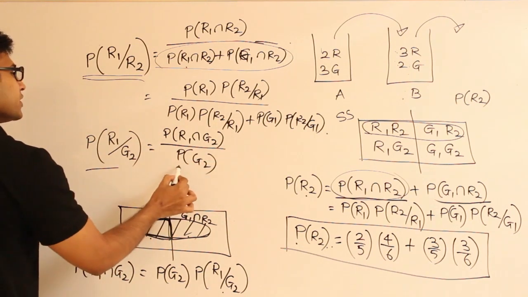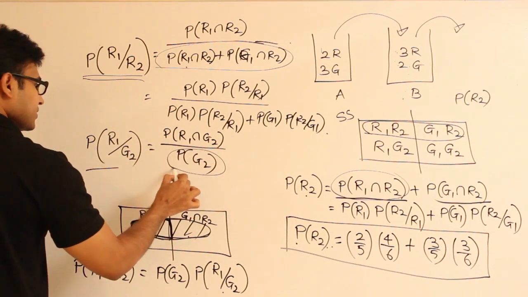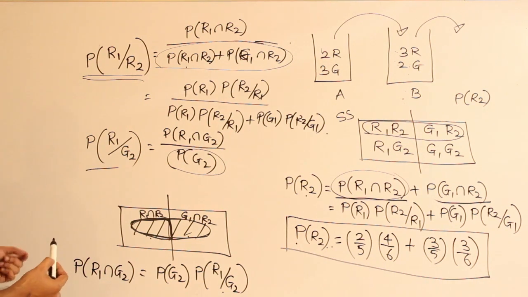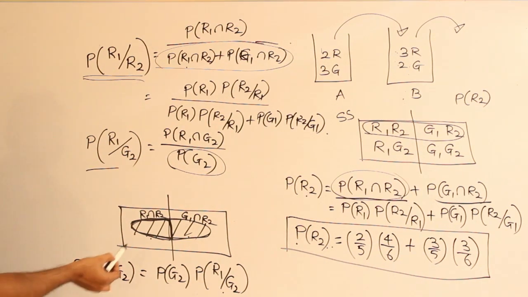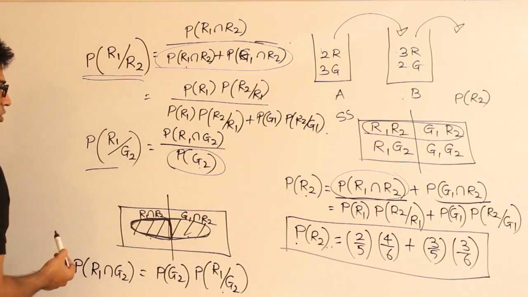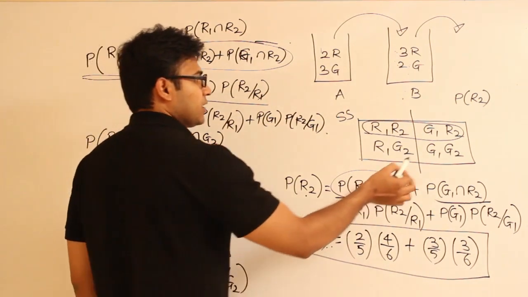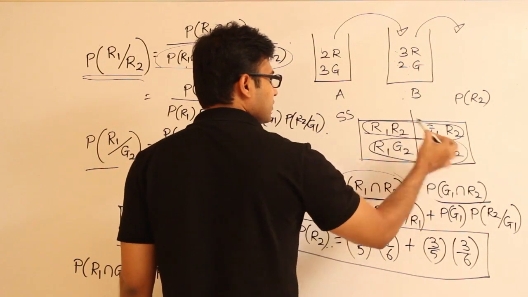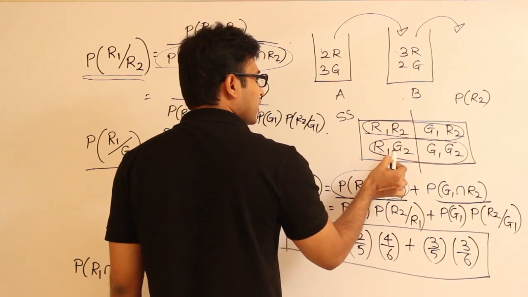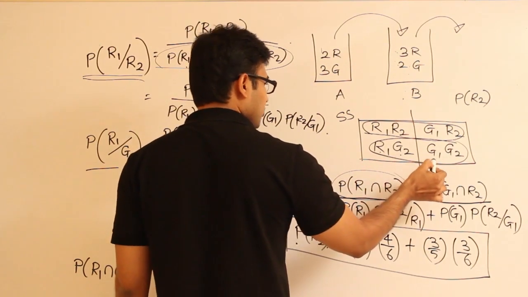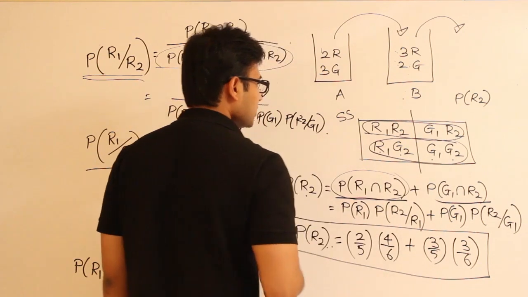Now what should you do here? You should substitute in this place the total probability that the second ball is going to be green. Now how can you do that? The total probability that the second ball is going to be green is equal to the sum of these two events, right? So probability of R1 intersection G2 plus probability of G1 intersection G2.